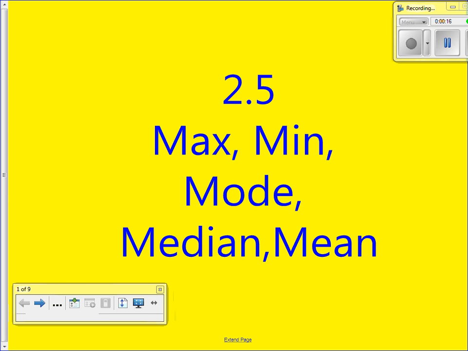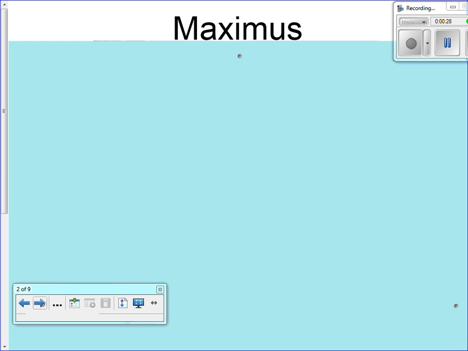Okay, there are 1, 2, 3, 4, 5 different M's. I can see how it gets confusing to remember which stands for what and how to do these things. So I'm going to show you a little trick that I use to remember these things. All right, works for you, maybe not.